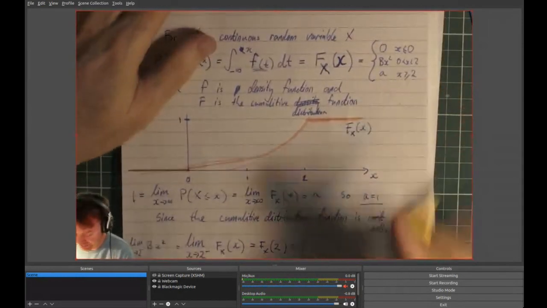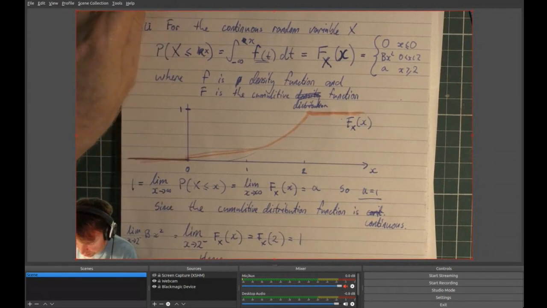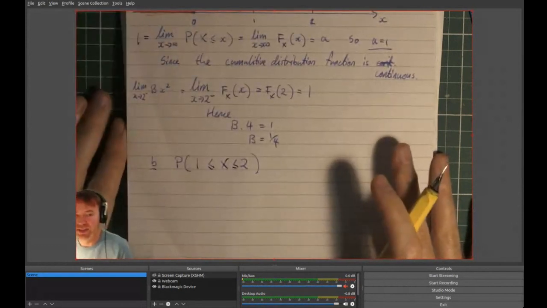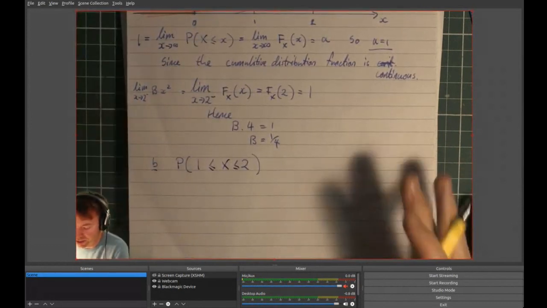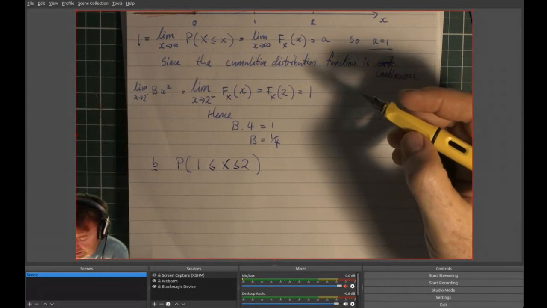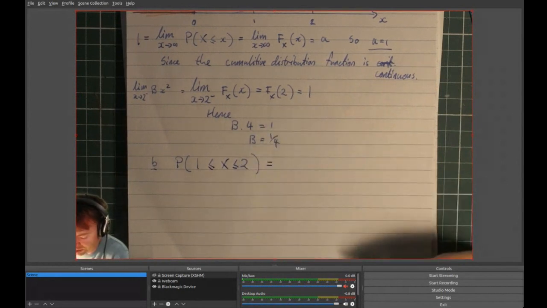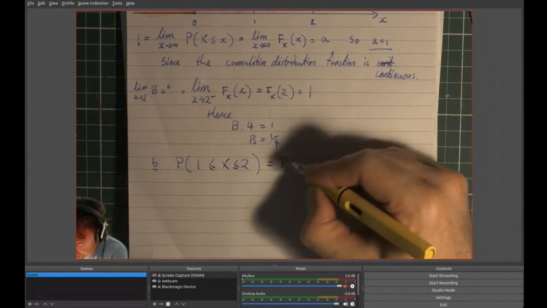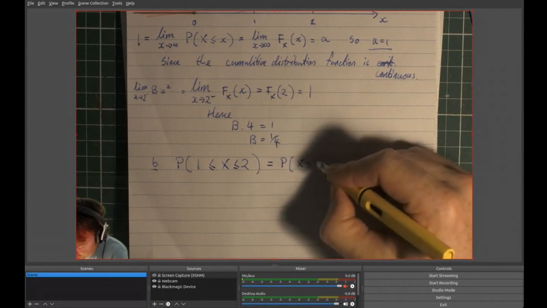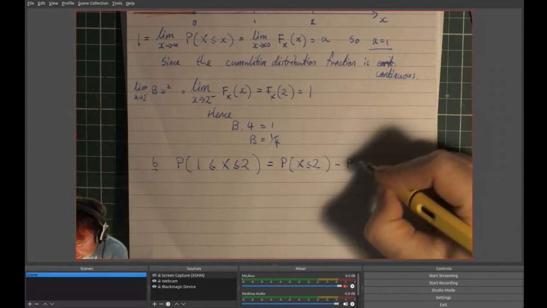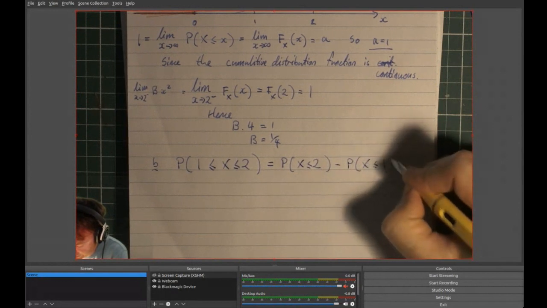Okay, next part. Calculate P. Oh, so part B. Part B asks you to calculate P, the probability that 1 is less than or equal to X is less than or equal to 2. And the good news is, oh, you can't see what I'm writing. The good news is that you didn't really need to know too much about the probability density function to actually do this, because the cumulative distribution will tell you what that is. This is just equal to the probability that X is less than or equal to 2 minus the probability that X is less than or equal to 1.